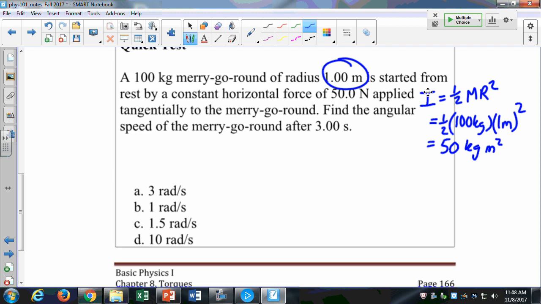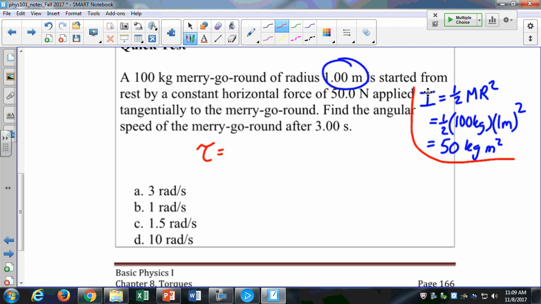Let's do that right off the bat. You'll have some problems where you have to just outright calculate the moment of inertia, but most of them will be part of a bigger problem like this one. So we have that off to the side. I'm just going to sort of put a box around it. Now, I need to figure out the torque.